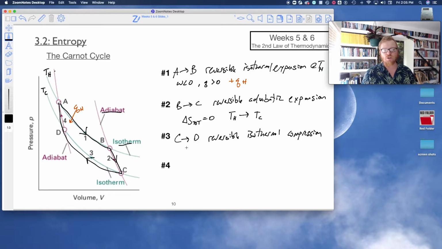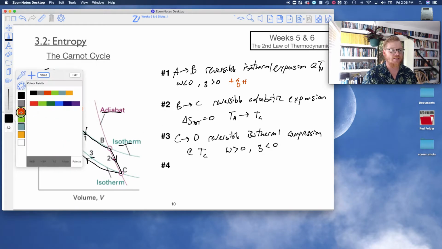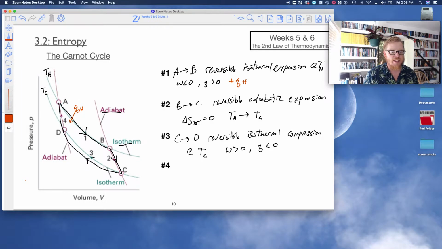And so we also note that this is happening at T_C. It's happening at the colder temperature. And I also want to note that because it's compression, work is greater than 0. And because it's isothermal, the heat now has to be less than 0. So that means now in this cycle, heat is leaving the system. I'll indicate that by drawing an arrow that looks like this.